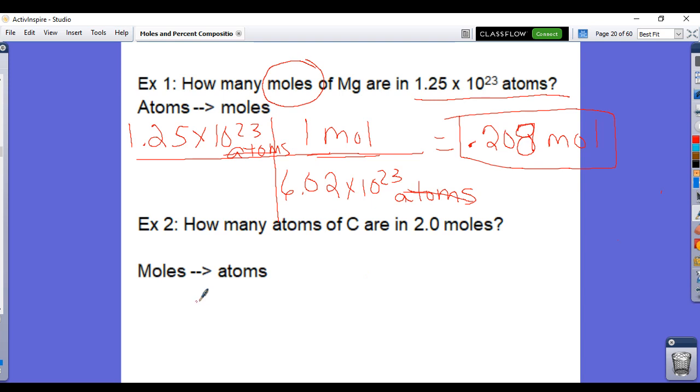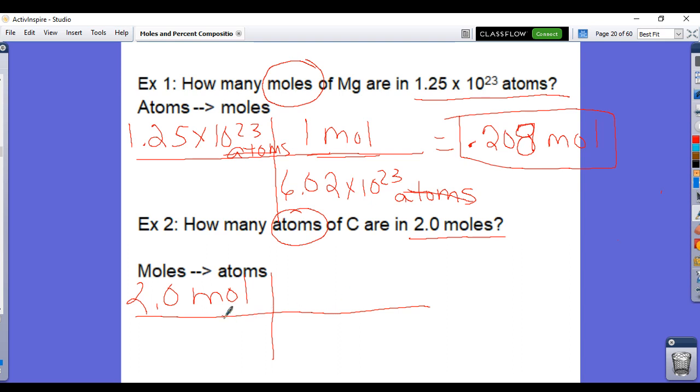All right, so let's look at this second example. How many atoms of carbon are in 2.0 moles? So this is what we have, and we want atoms. So always write what you have first. So we have 2.0 moles. Draw our line.